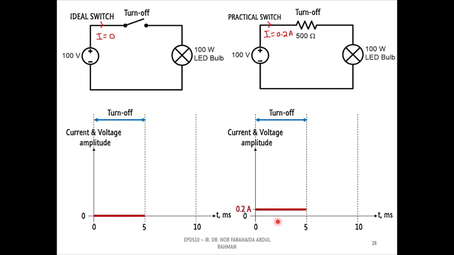To know the voltage characteristic, we need to apply KVL. Based on that, we can see that both the ideal and practical power switches have the same high voltage across them. The voltage is equal to the voltage supplied by the voltage sources. Thus, we can sketch the voltage waveforms as follows.